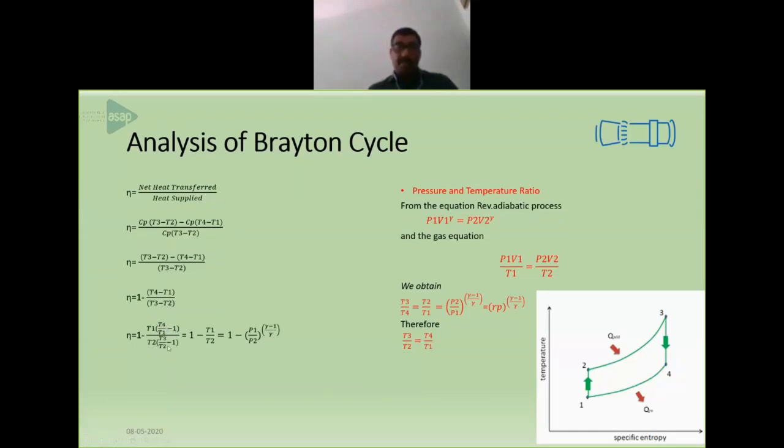Similarly, T2 into T3 by T2 minus 1. So this is equal to 1 minus T1 by T2. How are we getting this? That is what is explained here.